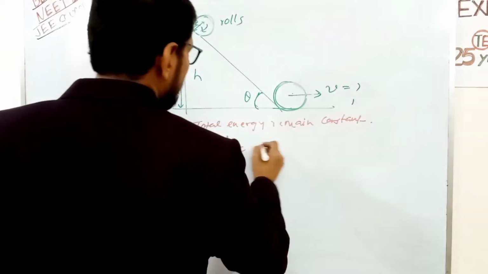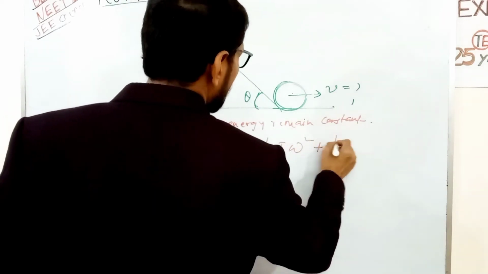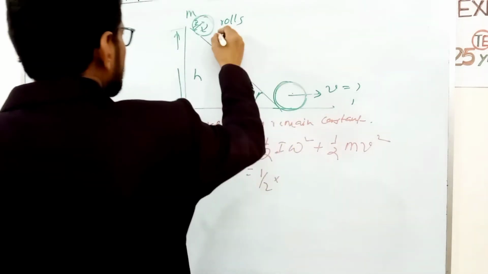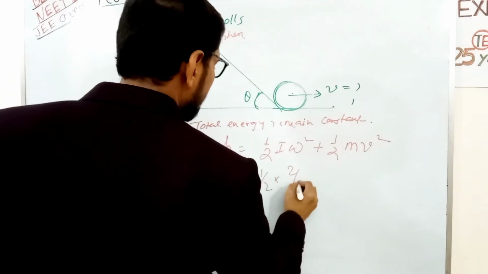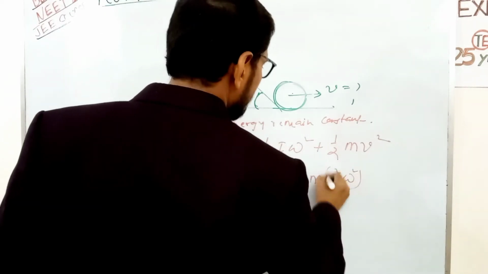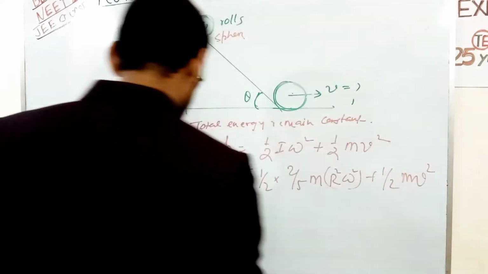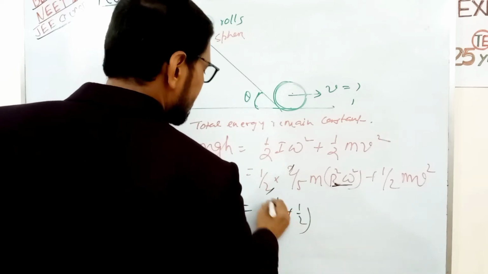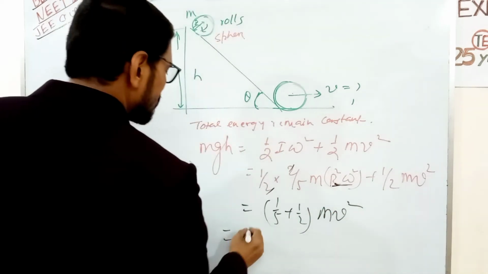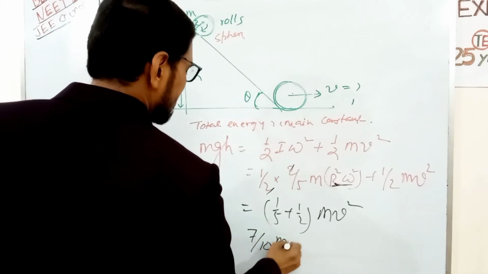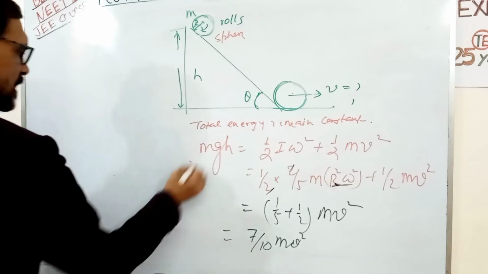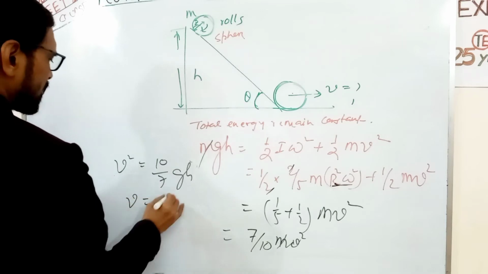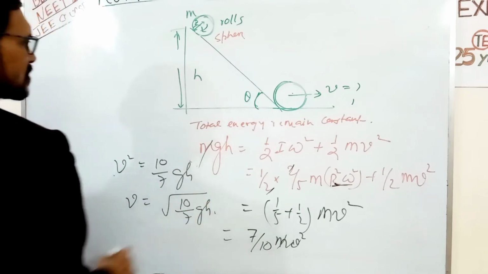mgh, and kinetic energy at this position is half I omega square plus half mv square. Now, if this is a sphere, then I equals 2 by 5 m r square, so omega square plus half mv square. Now r square omega square equals v square, so 1 by 5 plus half, mv square, which equals mgh. So v square equals 10 by 7 gh, v equals root over 10 by 7 gh. So this is the answer.